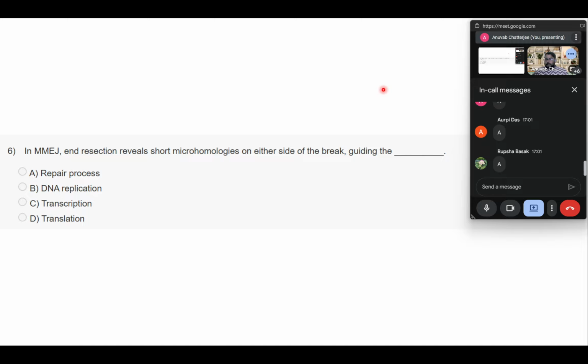Next, in MMEJ, which is microhomology mediated end joining, end resection reveals short microhomologies on either side of the break, guiding the repair process. DNA replication, transcription, or translation.